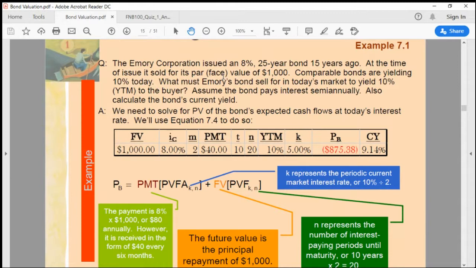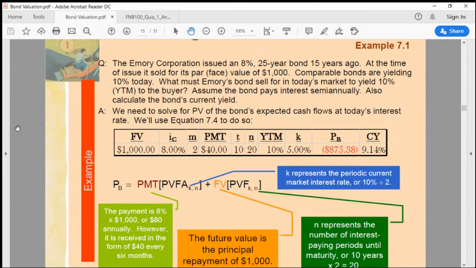So we could tell that the discount rate at the time was 8%, same as the coupon rate. But today, the discount rate is 10%. So then what can you tell about this bond? Is it a discount bond or is it a premium bond today? It's going to be a discount bond.